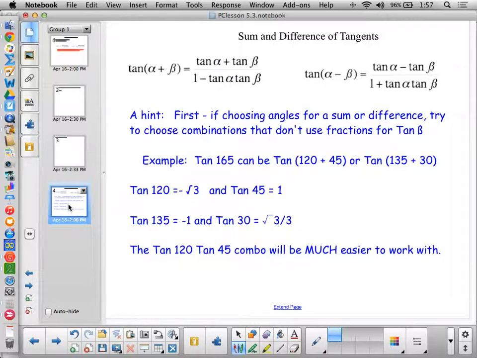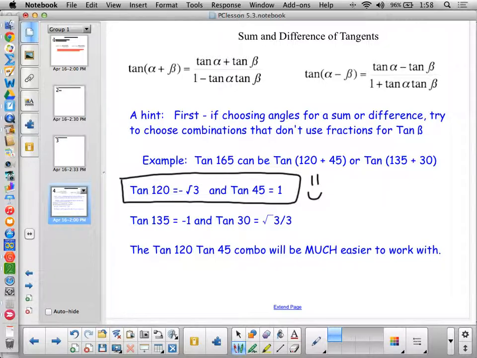For example, if I'm doing tangent of 165, if that's one of the angles I'm looking for, I could do it as 120 plus 45 or 135 plus 30. Either one gets me there. Both those get me to 165. If I do 120 and 45, the tangent of 120 is negative root 3 and the tangent of 45 is 1. That is good. That's a smiley face. Because I don't have any fractions as part of my values of tangent.